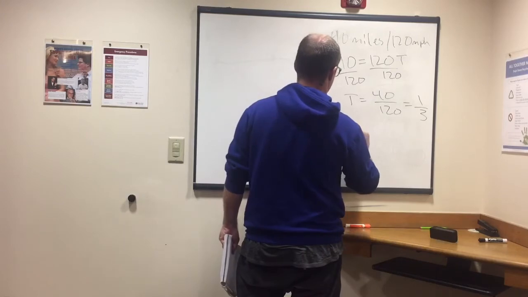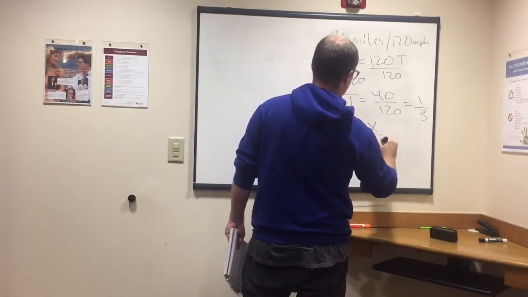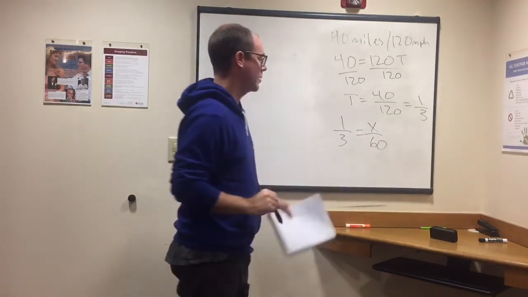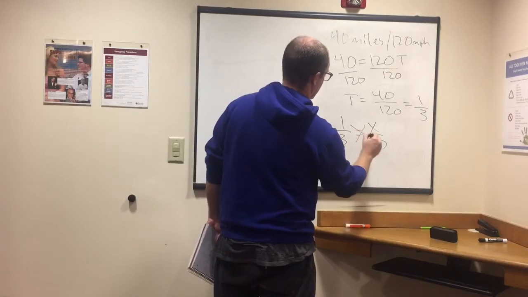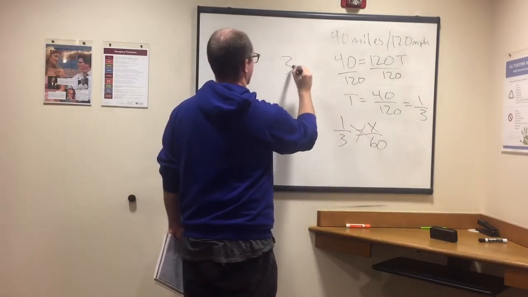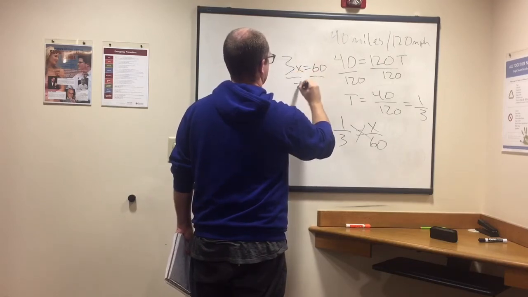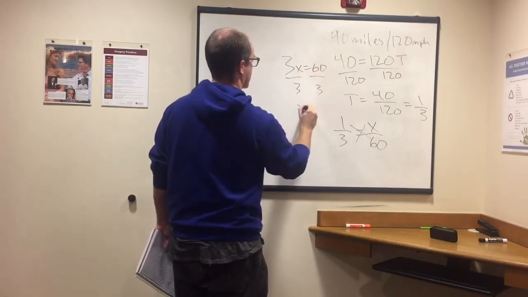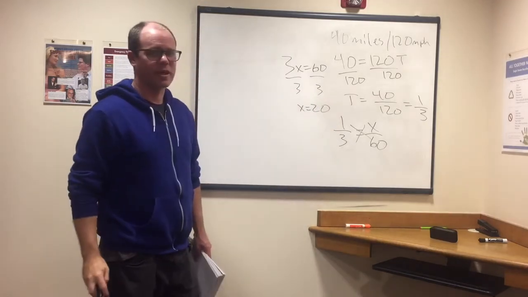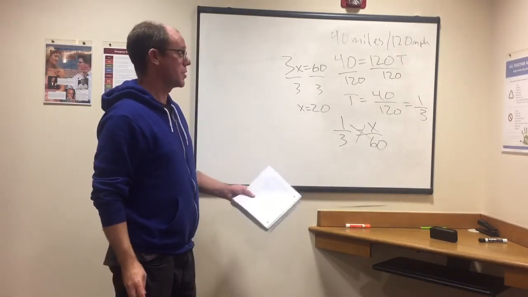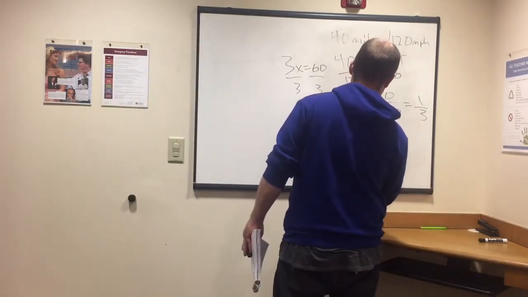And 1/3 of an hour, we set that up to figure out how many minutes that actually is. If we cross multiply this, we get 3x equals 60, divide each side by 3, and we will be left with 20 minutes. So 1/3 of an hour is 20 minutes. Okay.